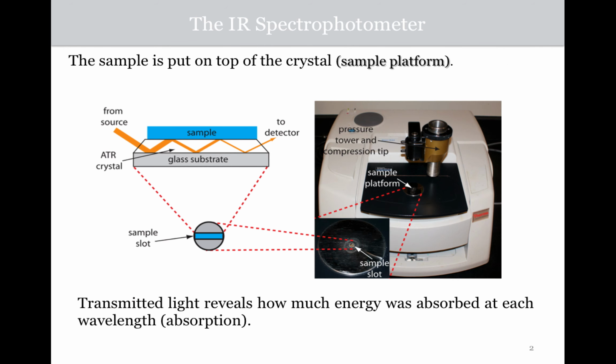Here is a picture of an IR instrument in our labs. Your solid or liquid sample will be placed on a crystal, which is here in the center of the sample platform. Then the IR light passes between the sample and the glass substrate, the crystal and the sample will start absorbing at specific wavelengths. So the transmitted light, the ones that are not absorbed, will reach the detector and it will reveal how much energy was absorbed at each wavelength.